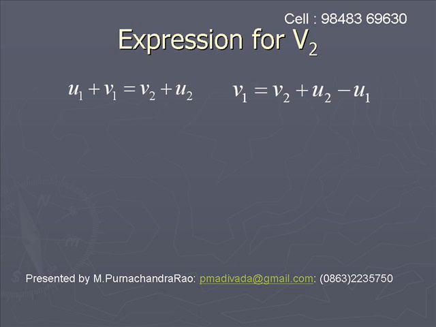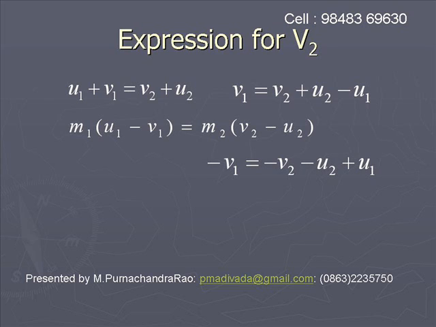Expression for v2. To find an expression for v2, we have to eliminate v1. From the relation u1 plus v1 is equal to v2 plus u2, v1 is equal to v2 plus u2 minus u1. Let us substitute this value of v1 in the relation m1 into (u1 minus v1) is equal to m2 into (v2 minus u2). This is equation 1.